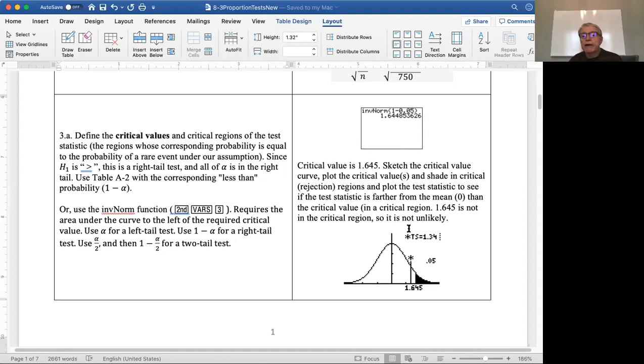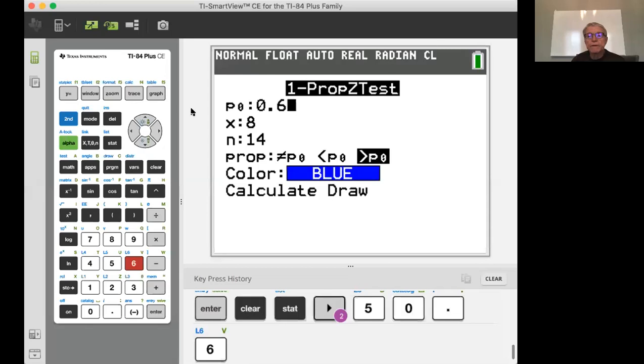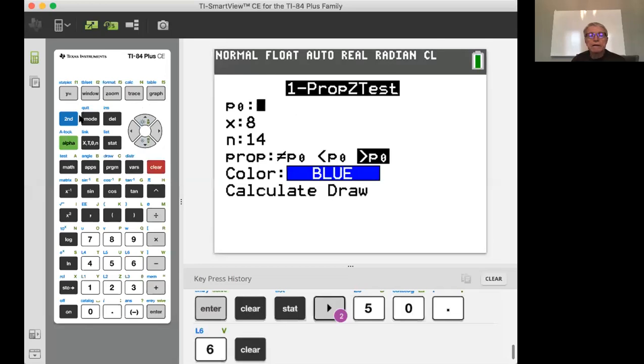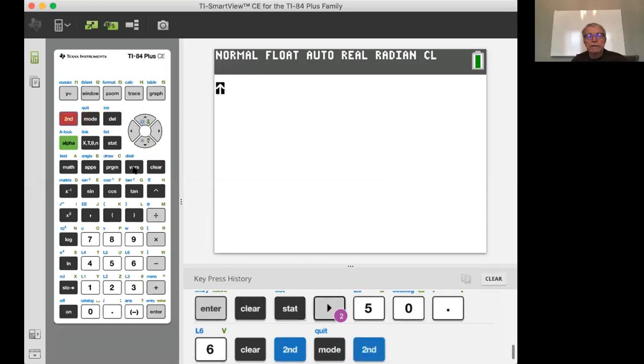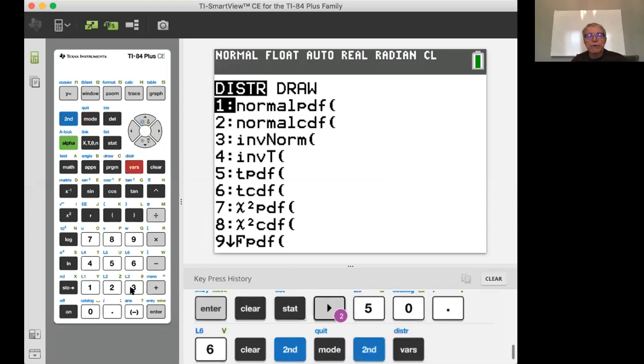All right, this is a right-tailed test, so all of alpha is out in that tail. So we're going to put in 1 minus alpha into the inverse norm function. Let's take a quick look at the calculator. Let me clear this out. Clear the screen. Actually, just do a quit here. And so we want to go find inverse norm. Again, it's second, vars, number 3.